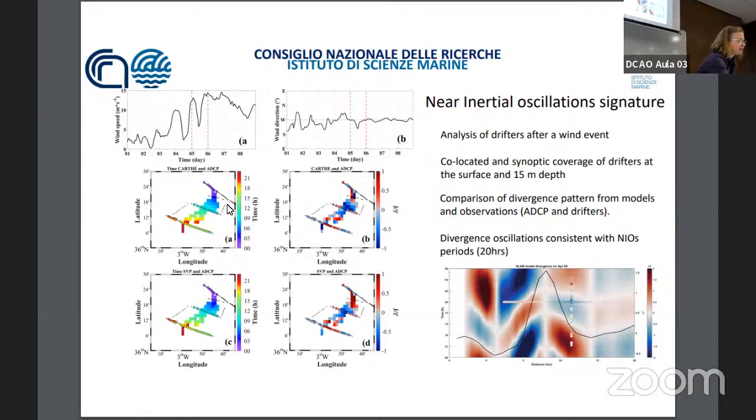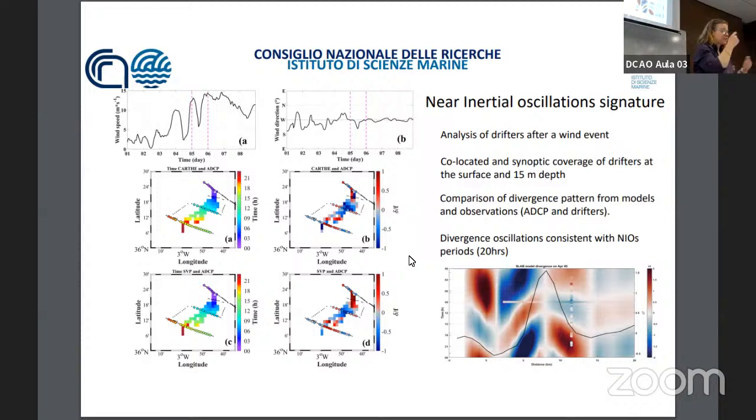We have collocated and synoptic coverage of drifters at the surface, this panel, and at 15 meters, this panel. The color here indicates time, and so we can see they are very simultaneous position at the same time. And on the right, we estimate divergence based on the drifter triplets at the surface and at 15 meters in the right panels here. The colored dots are the same quantities estimated for some ADCP transects that were available during the experiment.